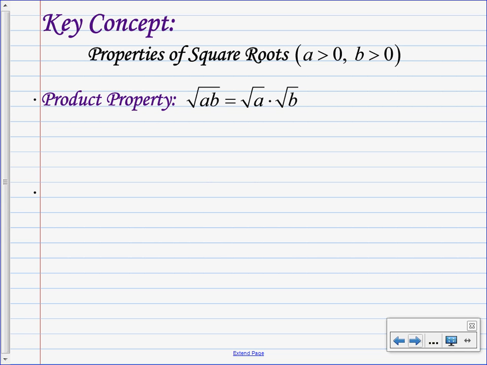And how we would use this is if I have the square root of 27, that equals the square root of 3 times 9, right? Which is the square root of 3 times the square root of 9. And what's the square root of 9? 3. So my answer would be 3 square root of 3.